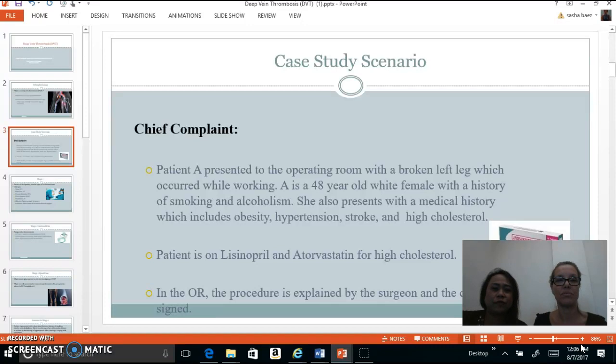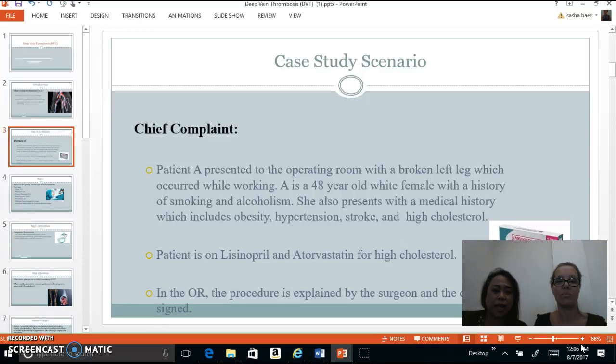Case study that we have today: Mrs. A presents to the operating room with a broken left leg which occurred while working. She is a 48-year-old white female with a history of smoking and alcoholism. She also has a medical history which includes obesity, hypertension, stroke, and high cholesterol. She's on lisinopril and atorvastatin for high cholesterol.